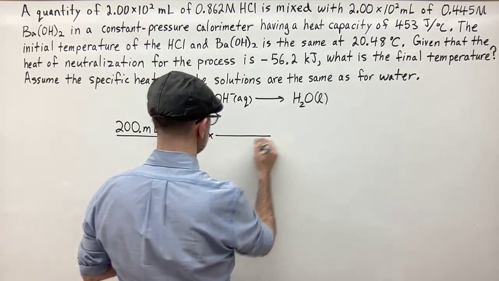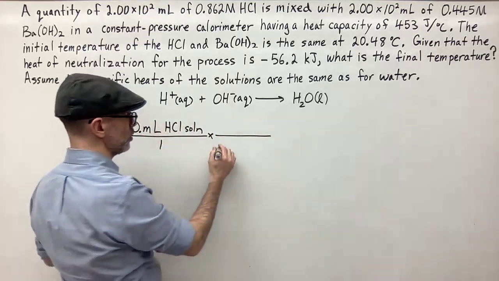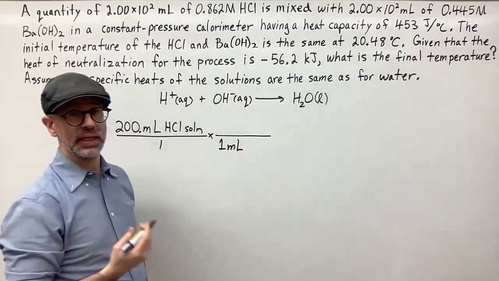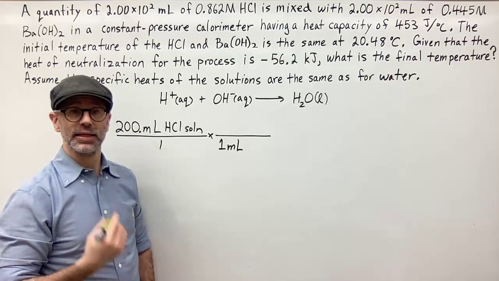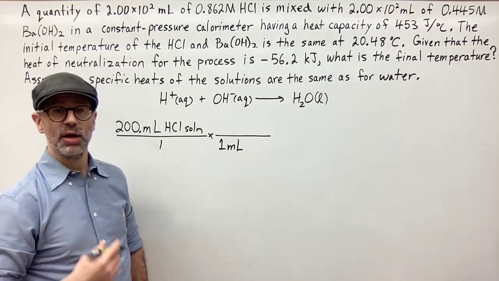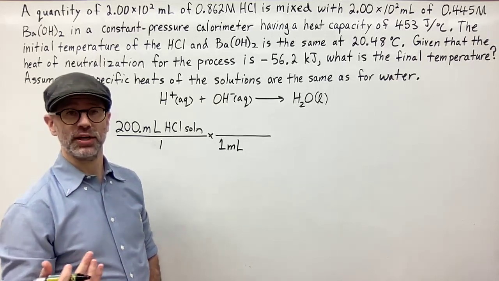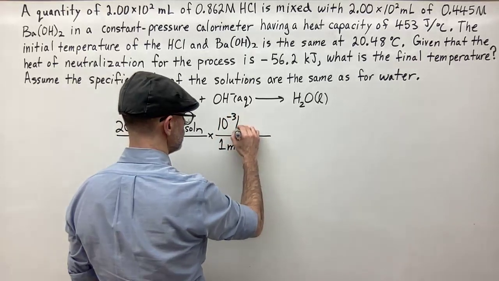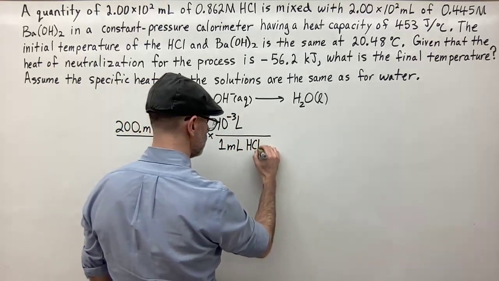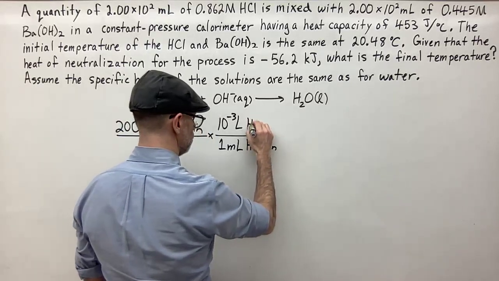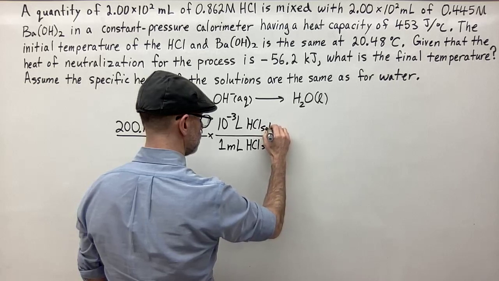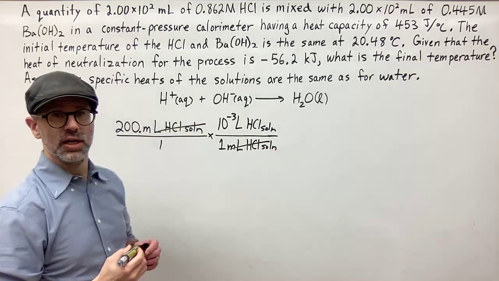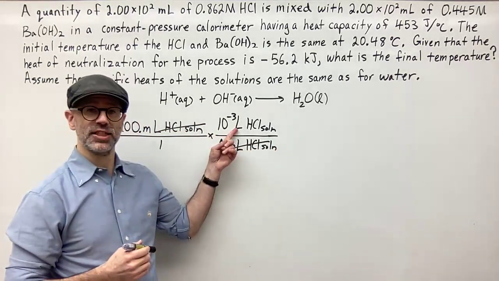I have milliliters here, so I'm going to put 1 milliliter on the bottom, and 1 milliliter is 10 to the negative 3 liters, or 1/1000th of a liter, because milli means 1/1000th of. So I put 10 to the negative 3 liters of HCl solution. Now the milliliters of the HCl solution cancel out, and I have liters of the HCl solution.